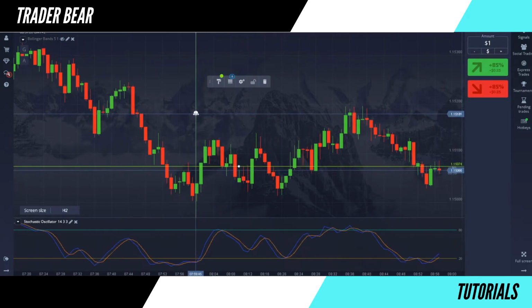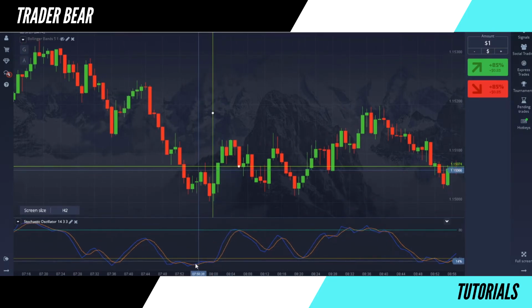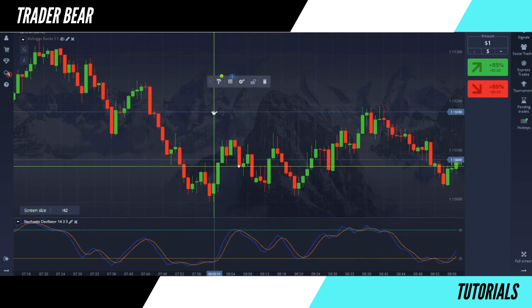Moving back some more, the next example is right here, and this is a lot better. Typically, you want to see the stochastic in the actual overbought or oversold area. Trade examples where it just touches but doesn't actually enter the area, well, those are more of a riskier trade. So let's look at this one.